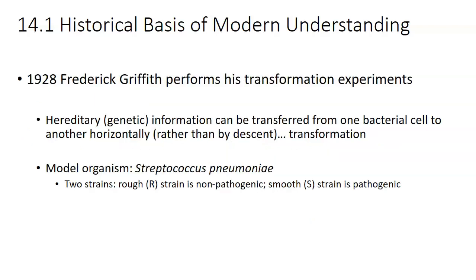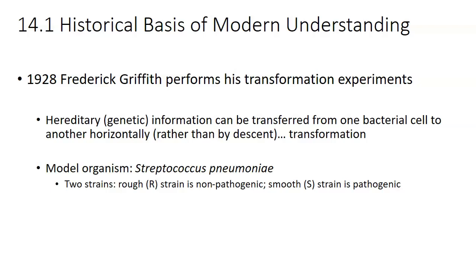And so here's Griffith's experiments. In 1928, Frederick Griffith and his lab, all of his graduate students, performed transformation experiments. And I want to make sure that you know what transformation means. Transformation is the uptake of genetic information into an organism, and that organism will then incorporate that genetic information into its own genome and will express it under the right conditions. So how did he do this?